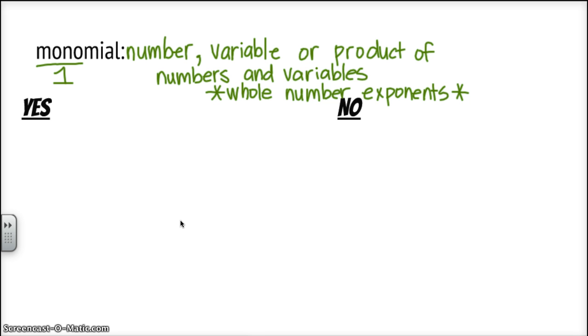Yes and no. Here are some examples of yes, these are considered monomials. X to the fifth, 3x to the fourth, 17, 6x squared y squared, negative 1 xyz to the third. All of those are examples of monomials.